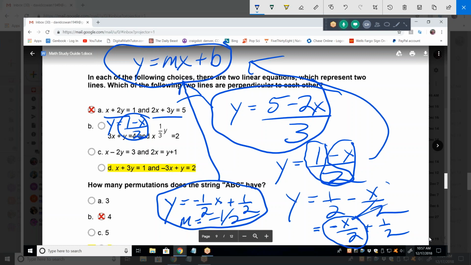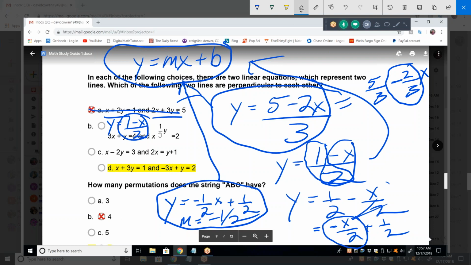5 over 3. No, that's going to be the y-intercept. Remember, the slope is always the coefficient of the x term. In other words, this becomes 5 over 3 minus 2/3 x. So there's your slope right there. Well, what do I need my slope to be to be perpendicular? Positive 2. So that's not right.